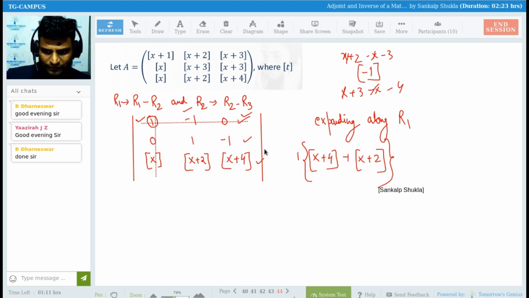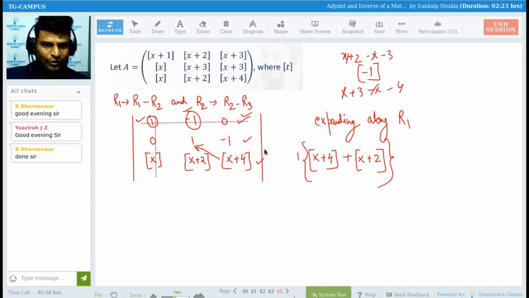Yes or no? Because this x plus 4 is multiplied by 1 and minus this 1 is multiplied by x plus 2. Okay? Similarly, minus 1 will be written. Minus 1 is the second element because I am expanding along R1. So I'll write minus 1.